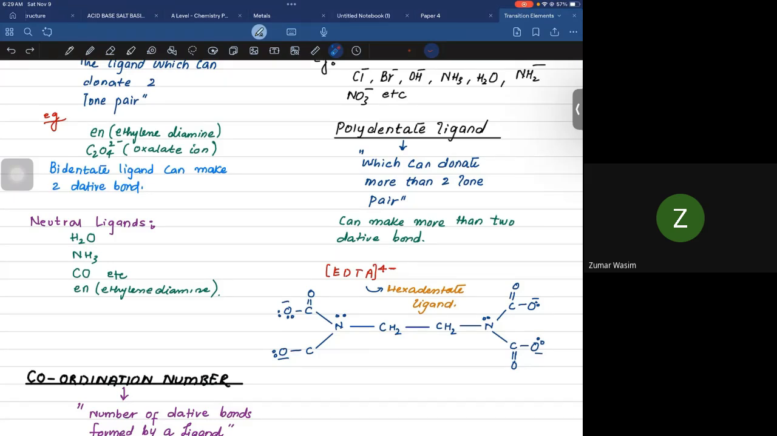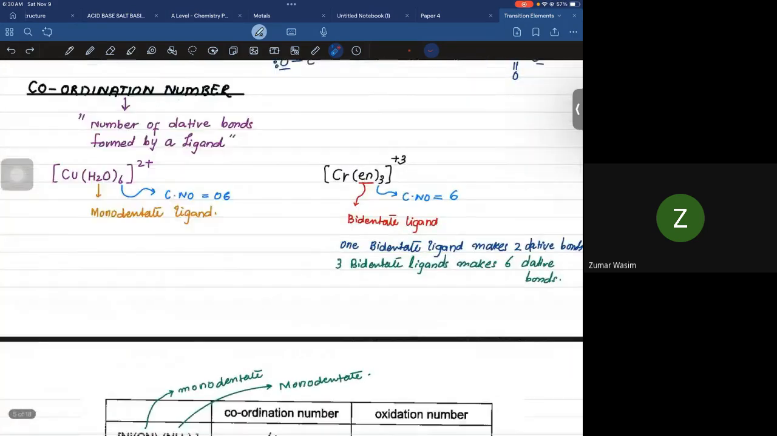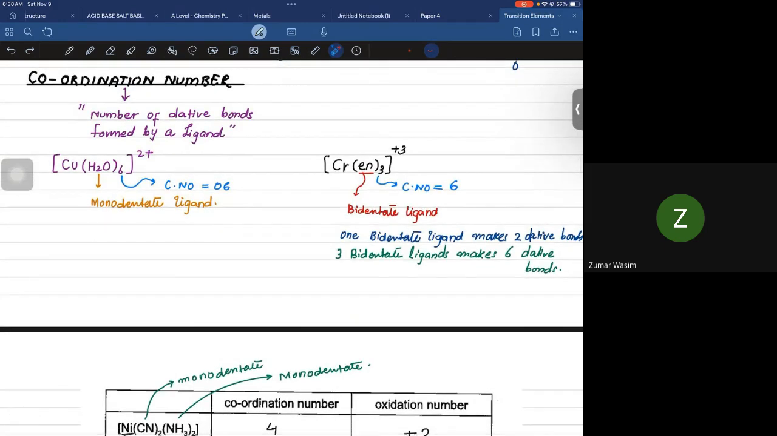It has 6 lone pairs. Okay. You need to memorize it. Now, if you can see, I'm asking the coordination number in this complex.